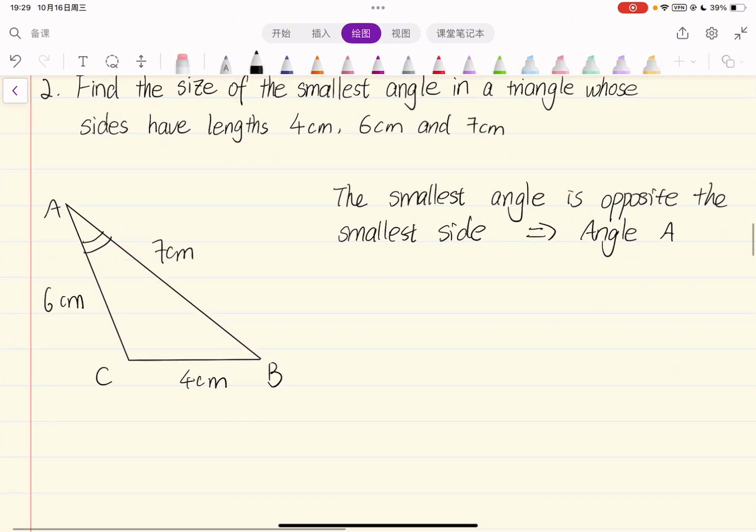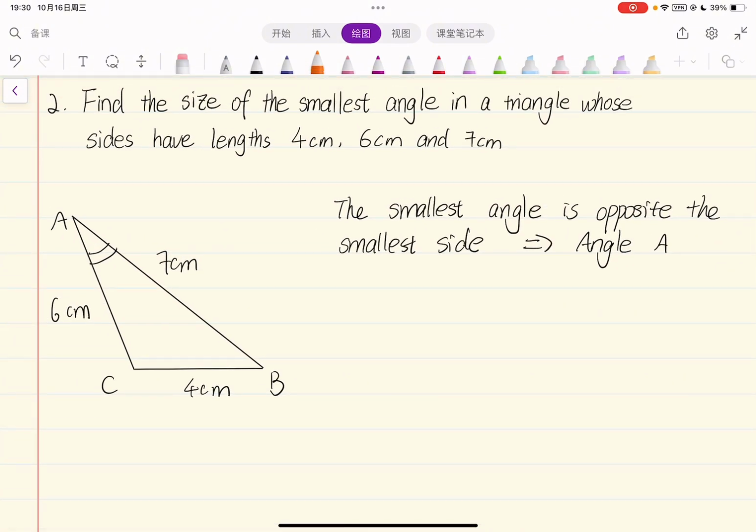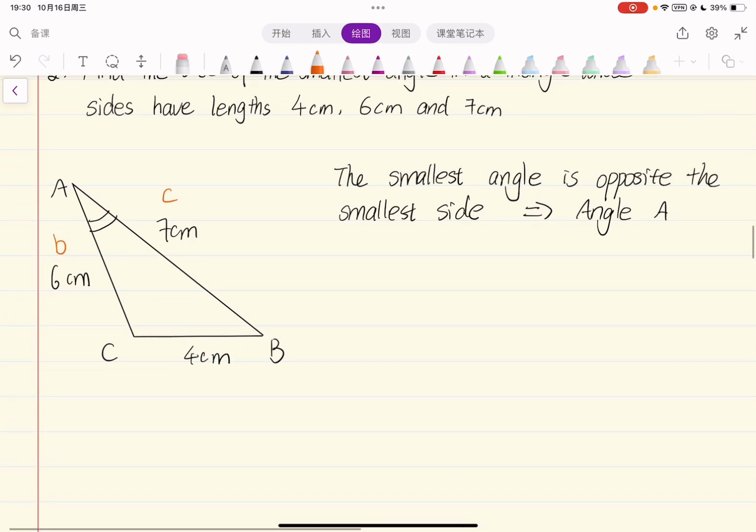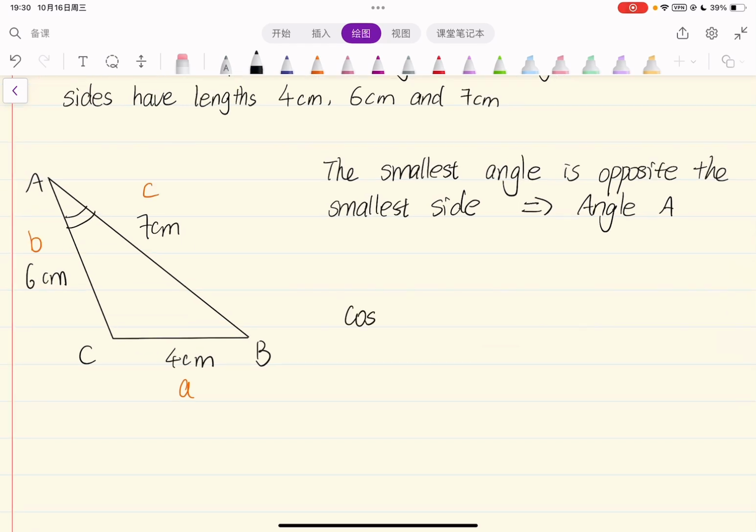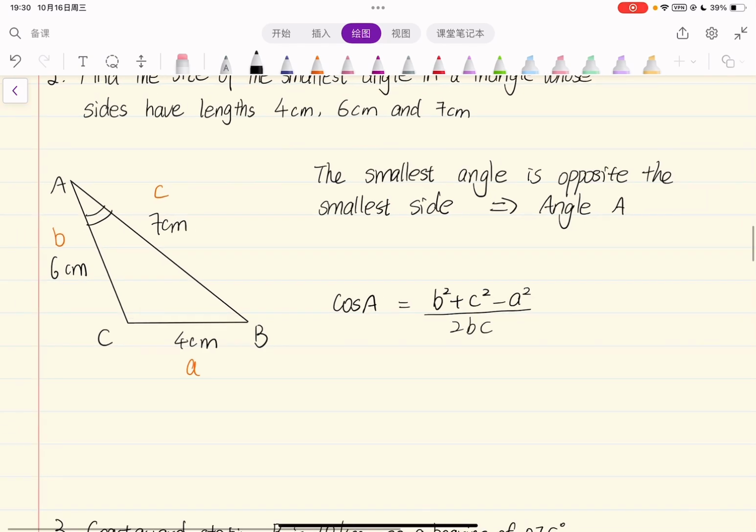So for the angle A, B and C, that is 6 centimeter and 7 centimeter, and A is 4 centimeter. So we can write down that cosine A equals to B squared plus C squared minus A squared over 2BC, equals to 6 squared plus 7 squared minus 4 squared over 2 times 6 times 7.